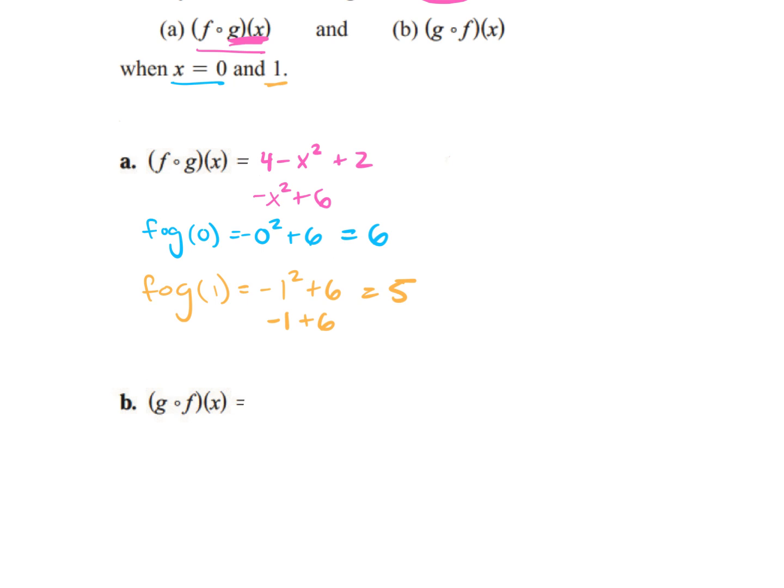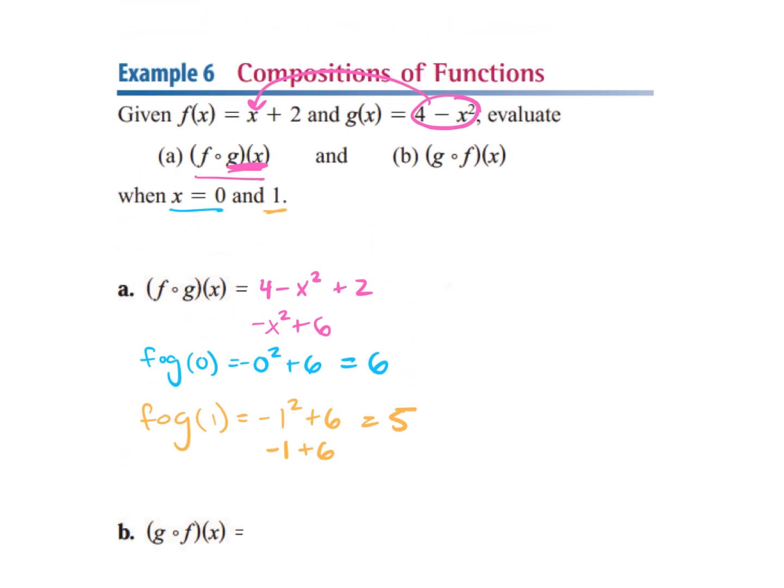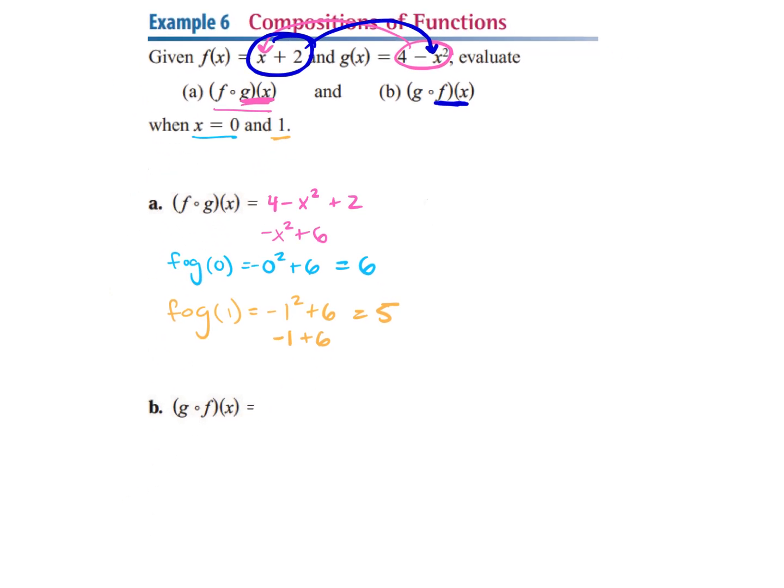Now we're going to do the same thing, but opposite. So we're going to start with the inside and plug it into the other function. So f of x is on the inside. So we're taking f of x, and we're going to plug it into the x in our g. So here we have 4 minus, now I'm plugging it into something squared, so I want to plug it into parentheses, (x plus 2) squared.